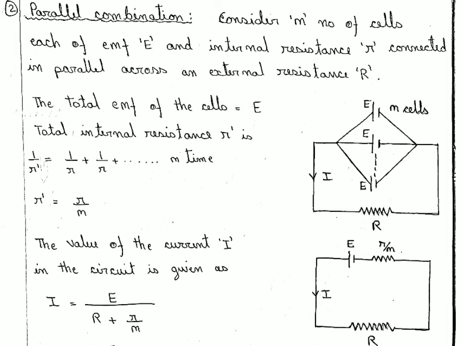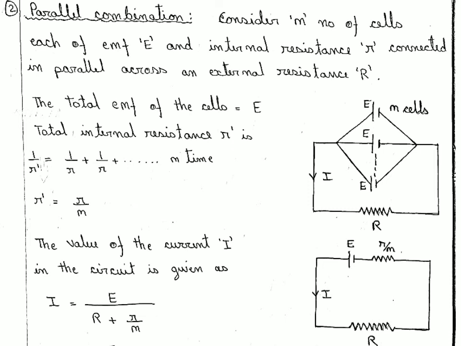So the figure for this parallel combination is shown, and in the figure we have m number of cells connected in parallel, and this combination is connected across an external resistance capital R, and I is the current flowing in this circuit. And as you can see, the total EMF of the cells between the 2 points of the resistor capital R is the same. Hence the total EMF is equal to E, which is the EMF of the individual cells.